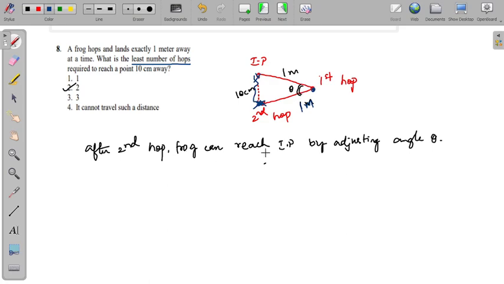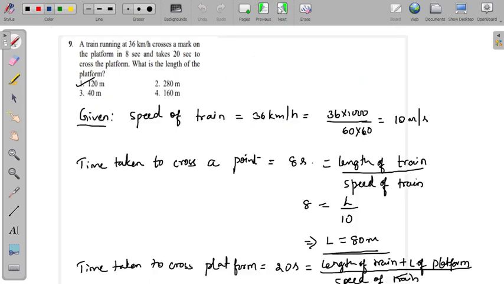After the second hop, the rock can reach the initial point by adjusting angle theta. We need not go back to the initial point. We should be at a distance of 10 centimeter from the initial point. This 10 centimeter could be adjusted by adjusting the angle theta. Hence, the least number of hops is equal to 2. Here we have to assume that it is not a linear motion for a frog.